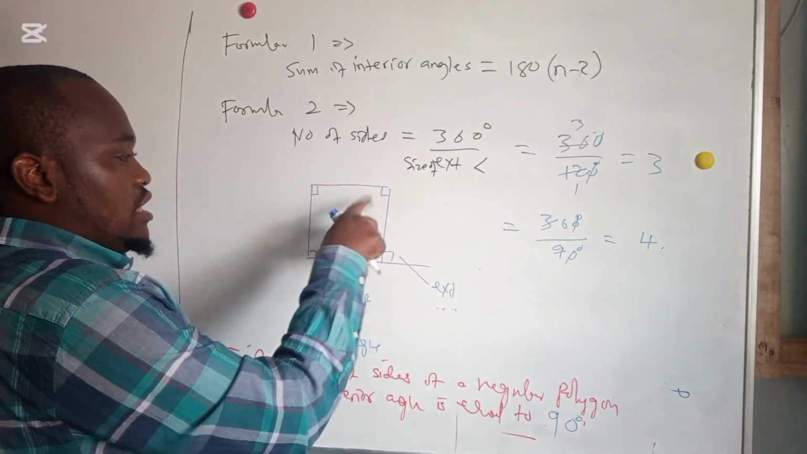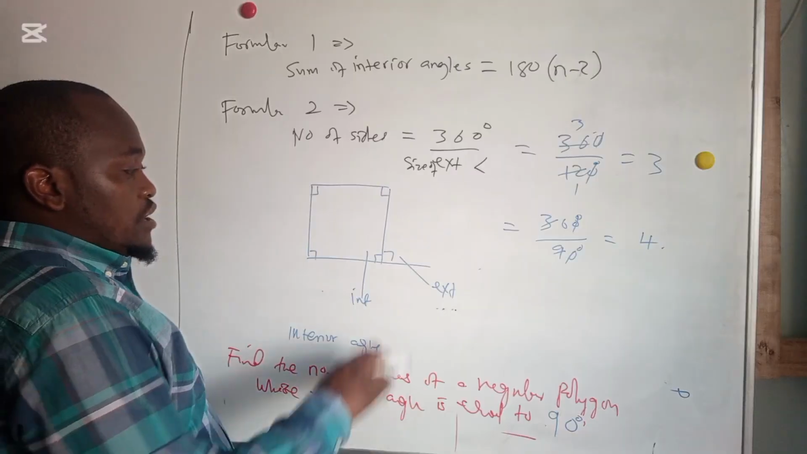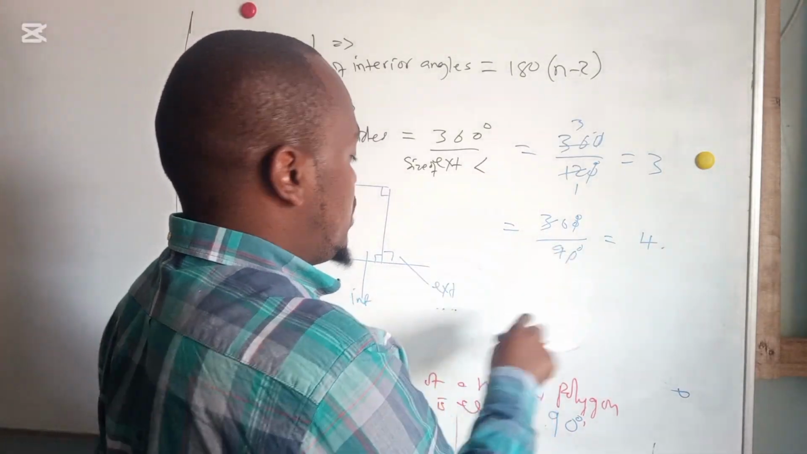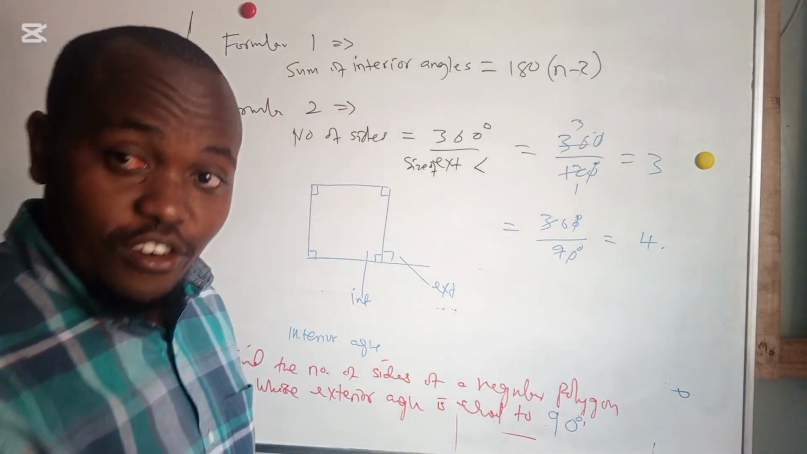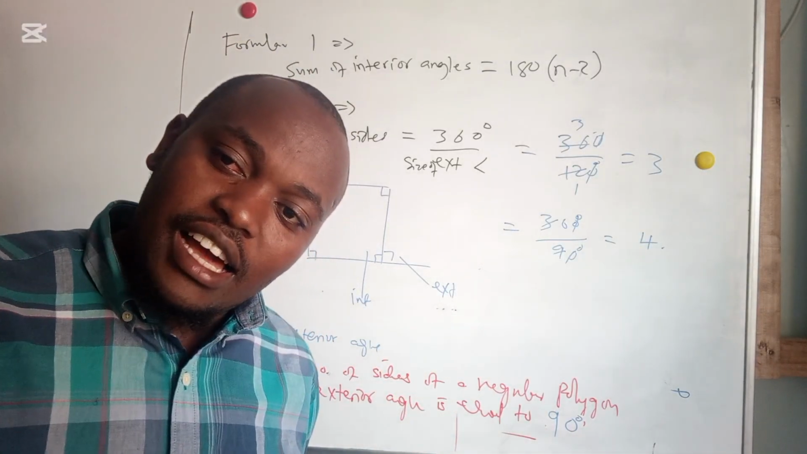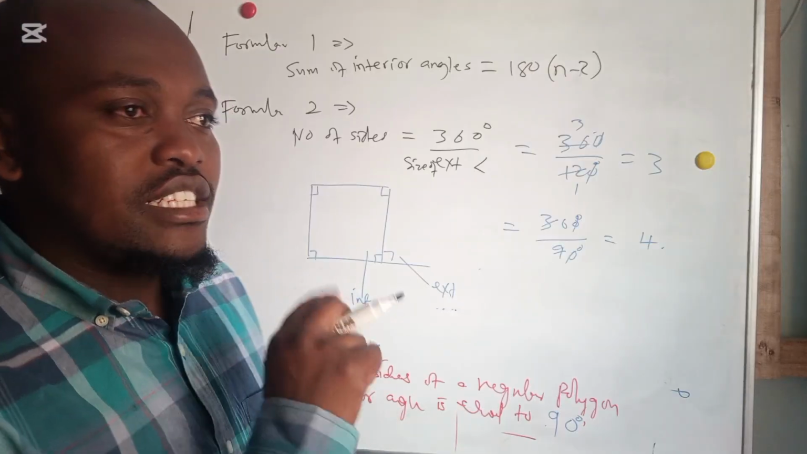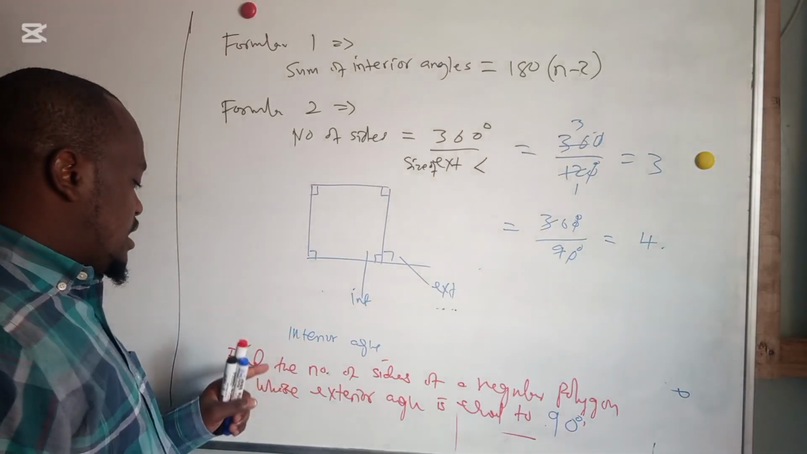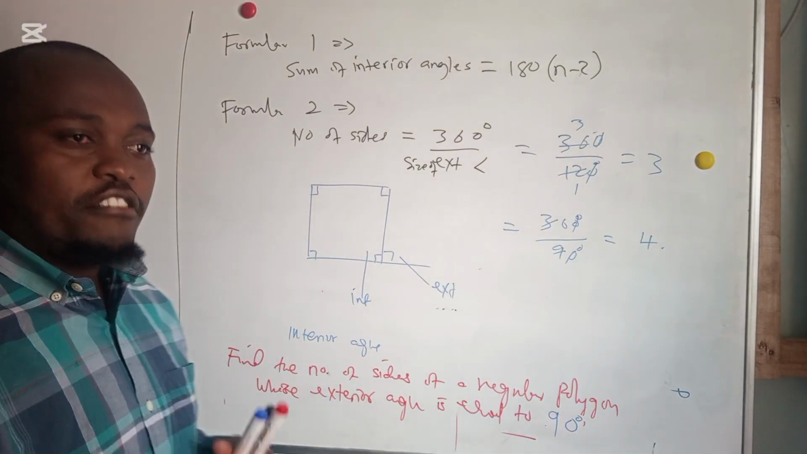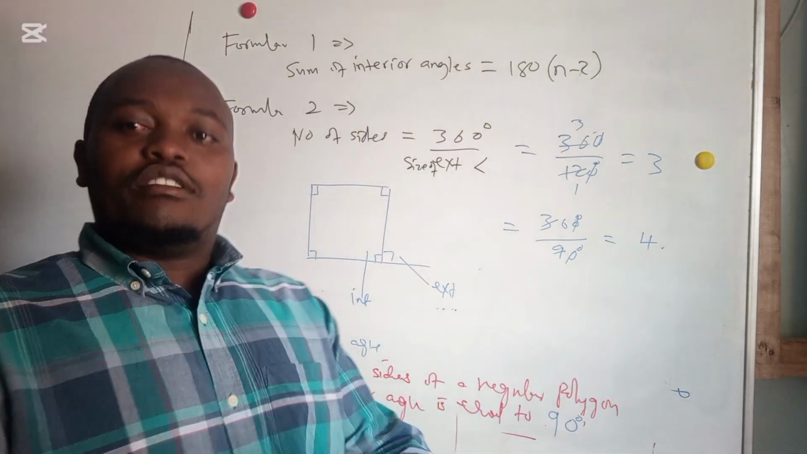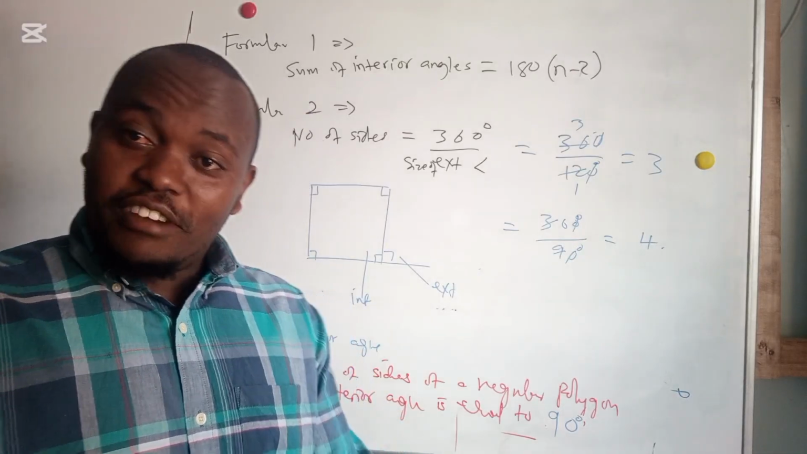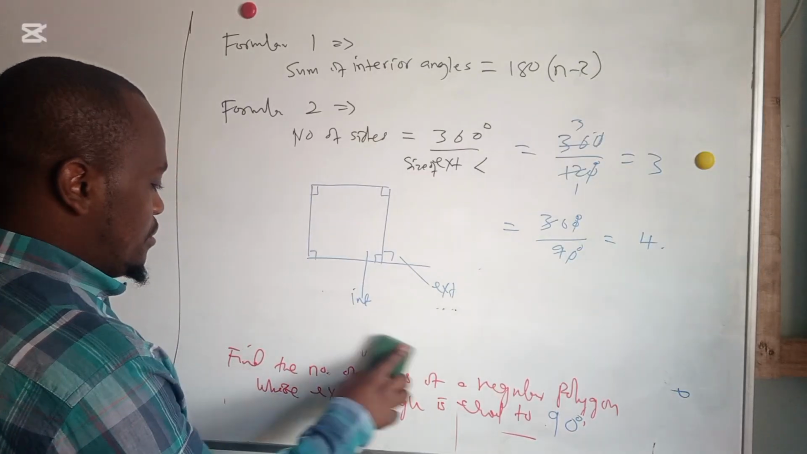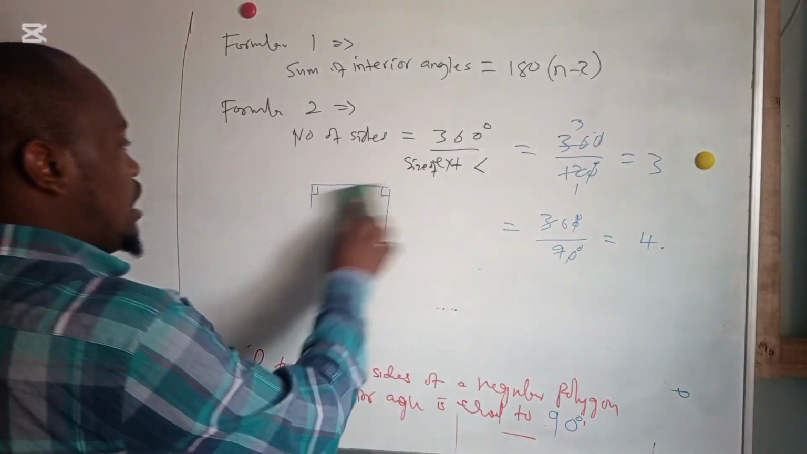Again, you have seen this figure has 4 sides. If you didn't know the number of sides but you were given the exterior angle, you would take 360 divided by the exterior angle, and you would get 4. Are we together? Now let us rephrase this question. Instead of finding the number of sides, you are asked to find the size of the exterior angle of a pentagon.